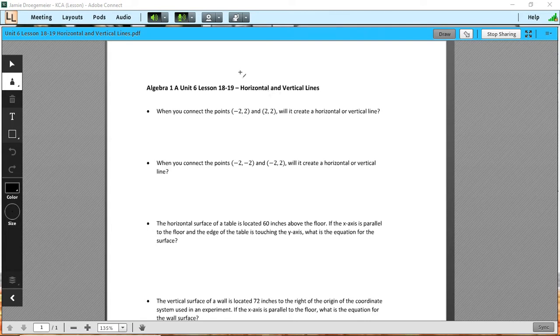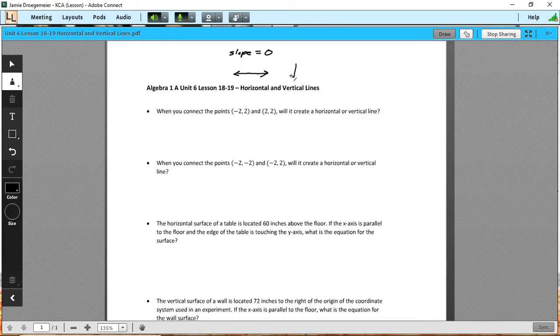So horizontal lines are lines that go from left to right. If you think of the horizon, horizontal lines have a slope of 0. They don't go up or down, just straight left and right.